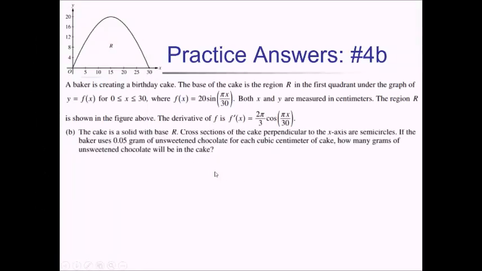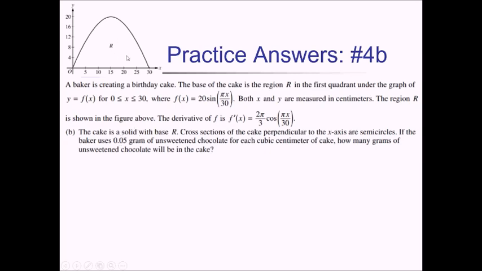For this next part of the problem, we're actually going to make the cake. The cake is a solid with a base of R. Cross sections of the cake perpendicular to the x-axis are semicircles. So you can think of this cake as being kind of a bunch of semicircles rising out of this base. Now, if the baker uses 0.05 grams of unsweetened chocolate for each cubic centimeter, how many grams of chocolate are we going to need? So basically, if you have this many grams per cubic centimeter, and you want to find out how many grams you need, you need to figure out how many cubic centimeters you're going to need. So we need to find the volume of this cake, and then we can multiply whatever that is by 0.05.